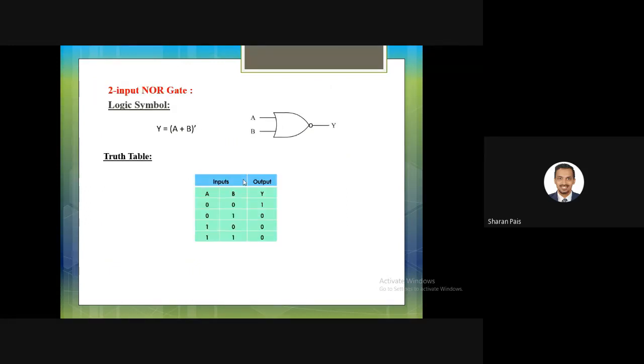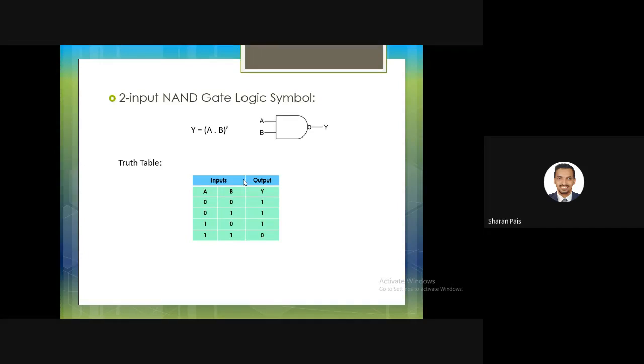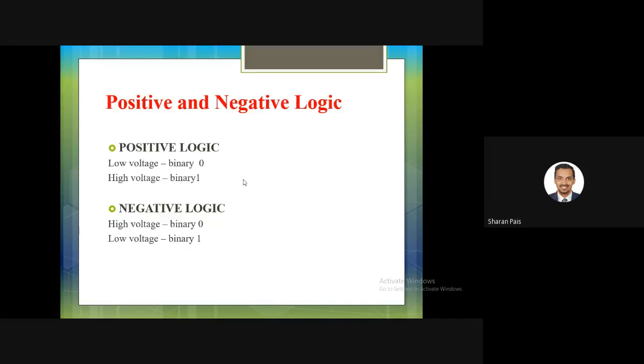Logic symbols, table, and NAND gate. See? So there is one more assumption, one more way of understanding the logic. The first one is usual, the positive logic, how we consider. Whenever we are writing binary 0, we call it low voltage, meaning there is no voltage in the device, no voltage is provided, that is the low. Whenever we are writing 1, we consider that as high, the voltage high or true.